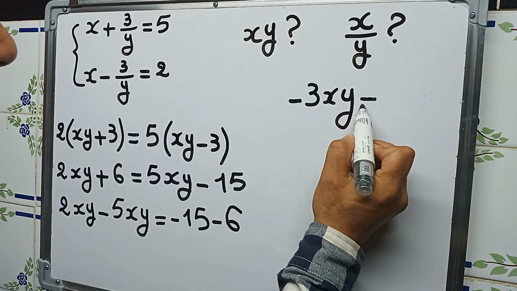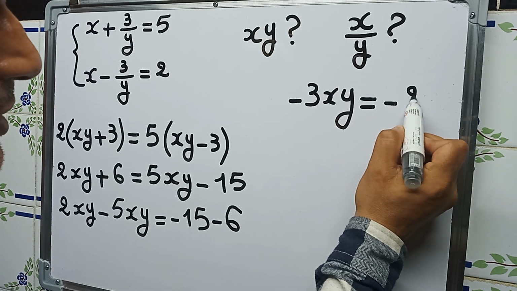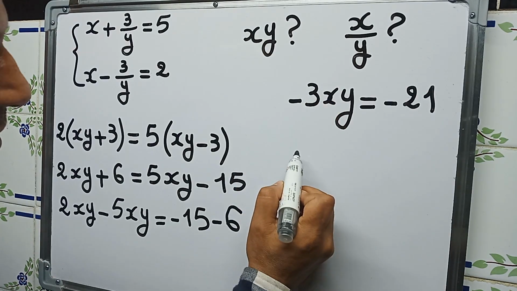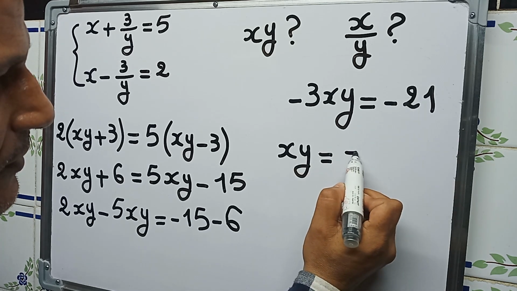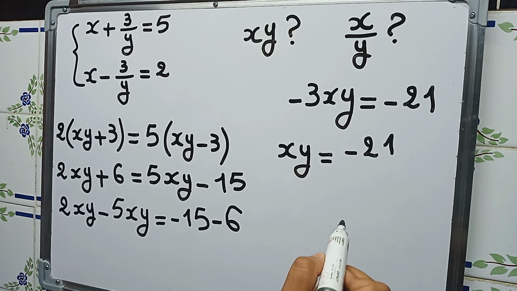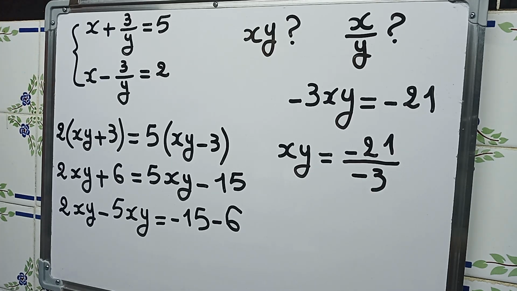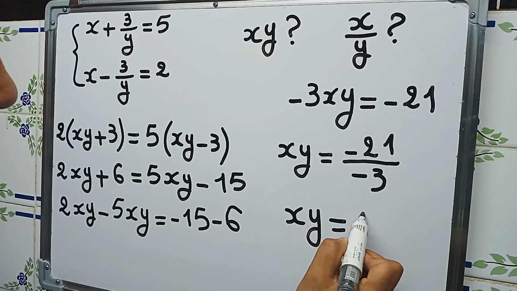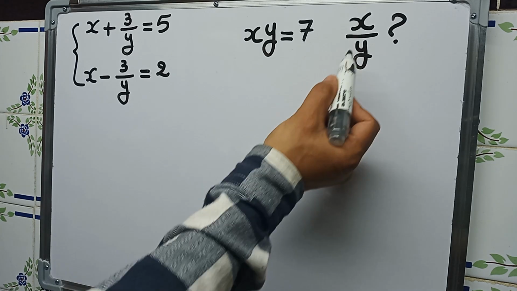Now from here 2xy minus 5xy is just minus 3xy is equal to, and here minus 15 minus 6 is minus 21. Now the last step, dividing by minus 3, we will have xy is equal to minus 21 over minus 3. And of course, xy is equal to 7. Now let's find x over y.